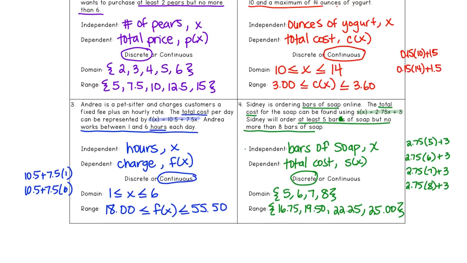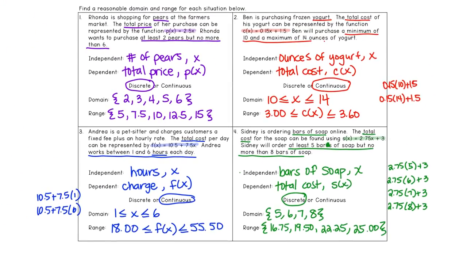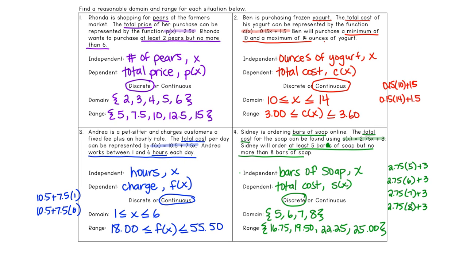Okay, so domain and range of real world situations, as you can tell, takes kind of a lot. You need to be able to identify independent and dependent, as well as the difference between discrete and continuous. Make sure these notes get written in and glued into your notebooks, and we will discuss this more later.